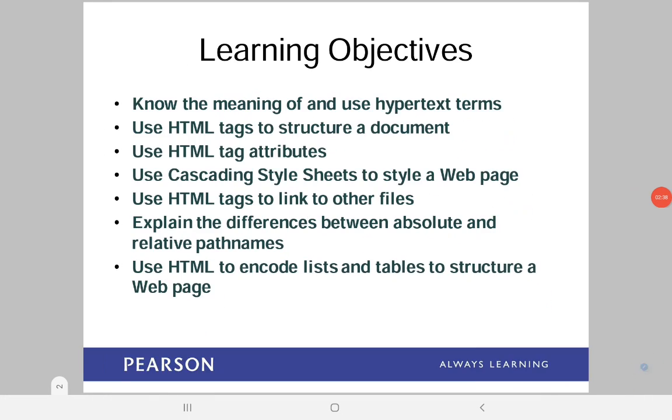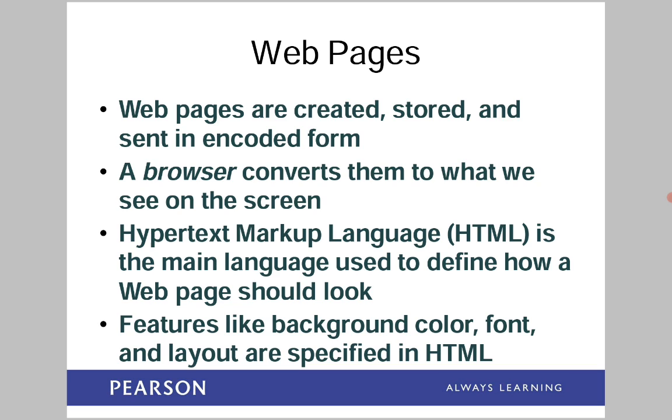So, what are web pages? Web pages are created, stored and sent in encoded form. A browser converts them to what we see on the screen. Hypertext markup language, HTML, is the main language used to define how a web page should look. Features like background color, fonts, layouts. A website is nothing but a collection of different web pages and web applications.